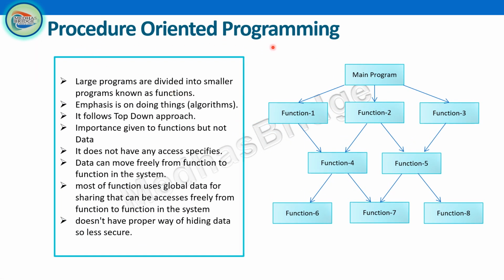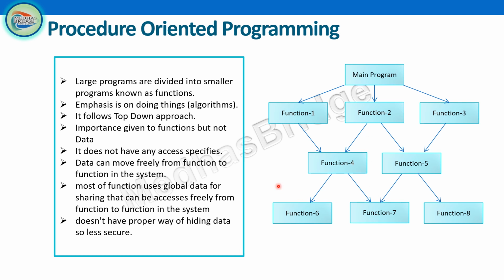Let's look at procedure-oriented programming. In procedure-oriented programming, large programs are divided into smaller programs known as functions. Let's look at this: a main program, which is a large program for instance, is further subdivided into multiple functions. A function may have inner subfunctions. It emphasizes more on doing things, like building algorithms. Procedure-oriented programming follows a top-down approach.